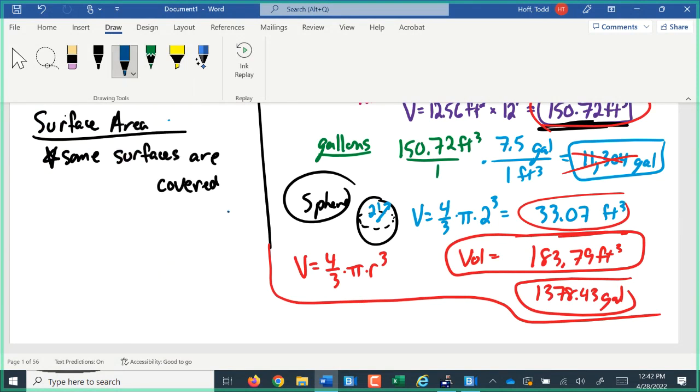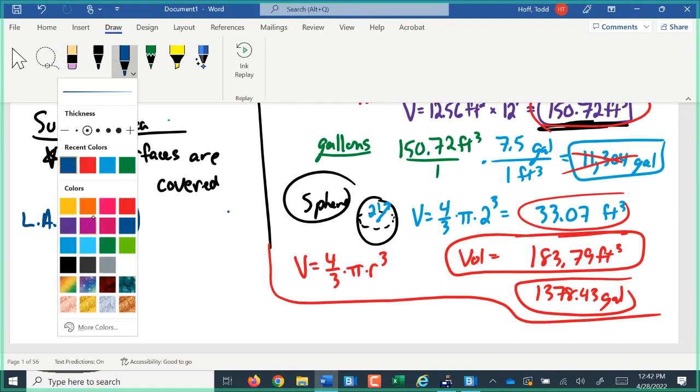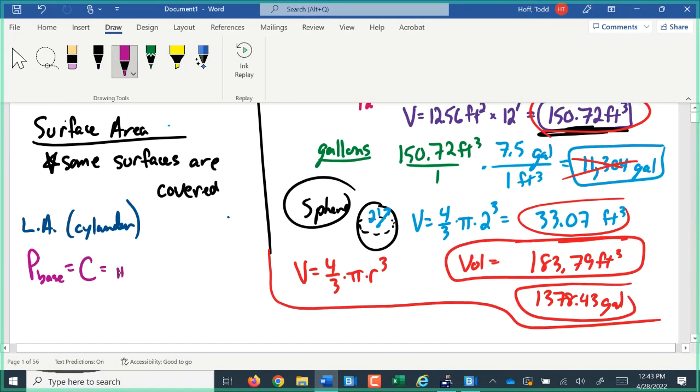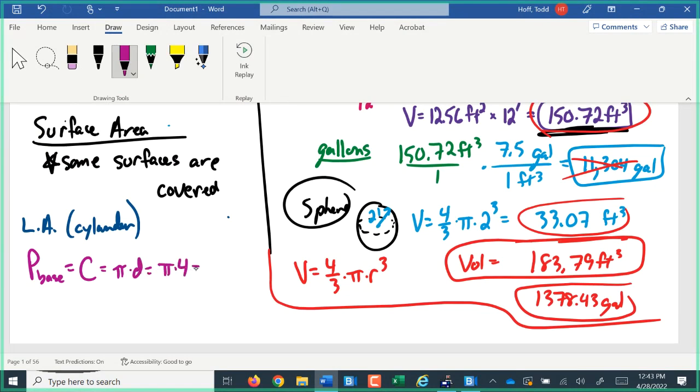Surface area. Like we said, the ends of the cylinder are covered, so all we need is the lateral area for the cylinder. To do lateral area, I need the perimeter of the base, which is the circumference of a circle. So how do we do the circumference of a circle? Pi times diameter. So this will be pi times diameter of 4, which is 12.56 feet.